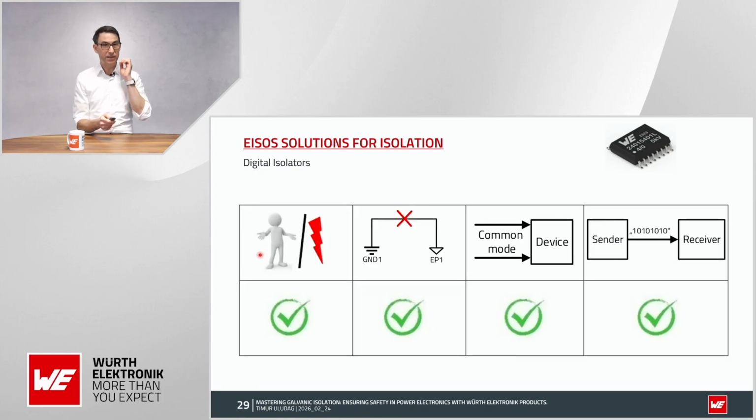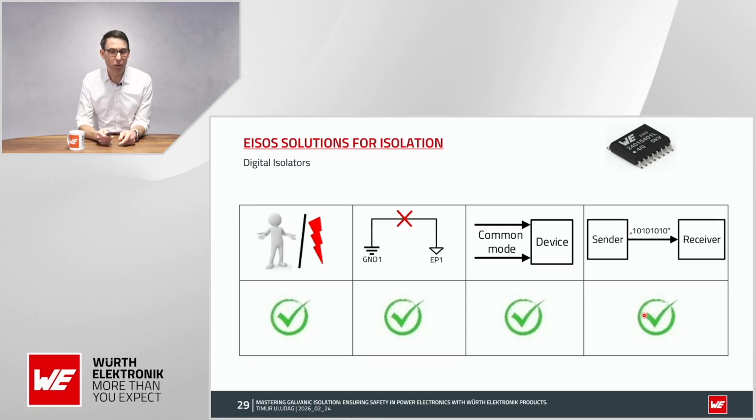Due to their design, the digital isolators have the following isolation properties. Again, safety barrier between hazardous voltages and the user. Second, separation of ground loops between spatial circuits. Third, minimization of common mode interference. And fourth, interference-free data transmission.